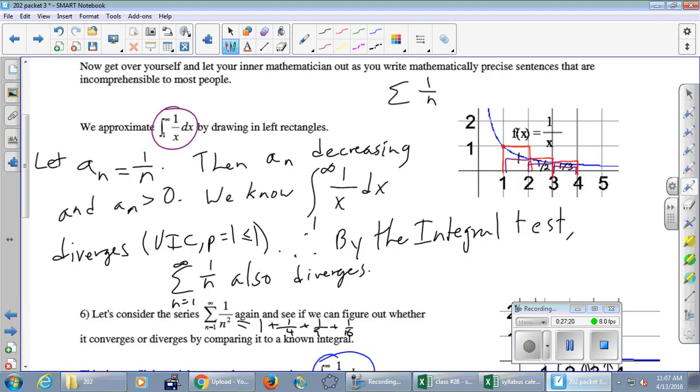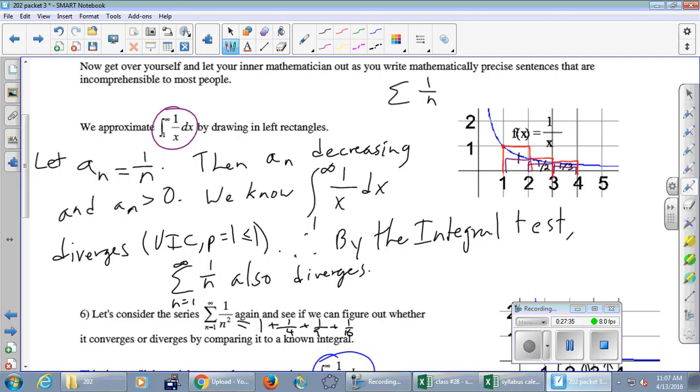You said consistent, it's kind of like the integral. So if the integral diverges, then so does the series. And if the integral converges, then so does the series. Depending on which of those two cases we're in, you're going to choose either left or right rectangles.